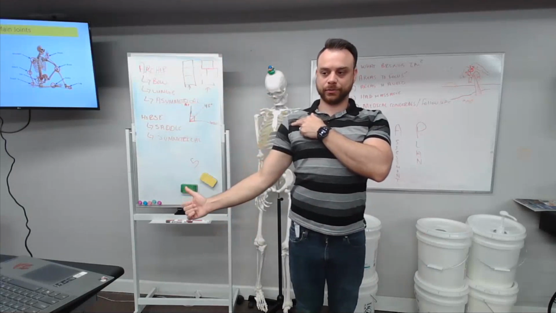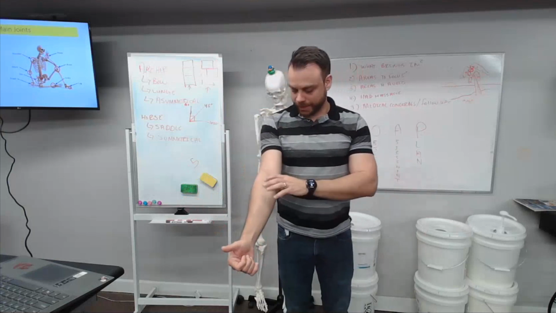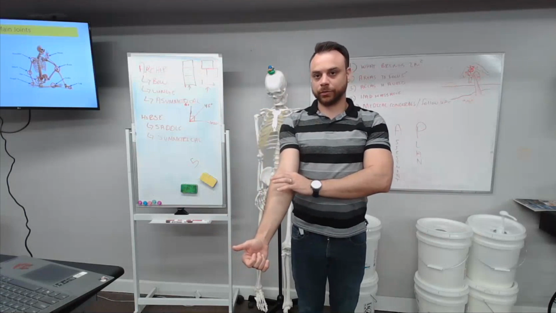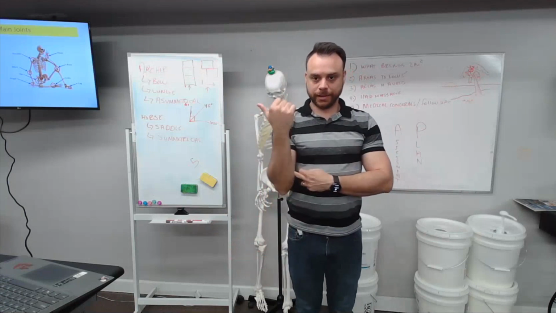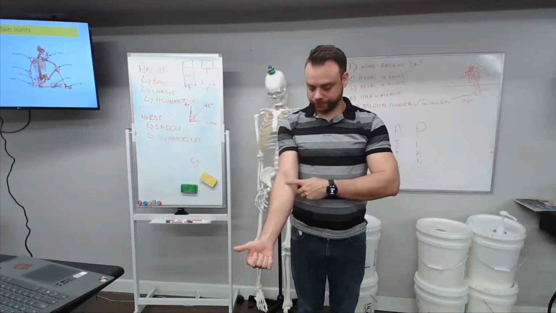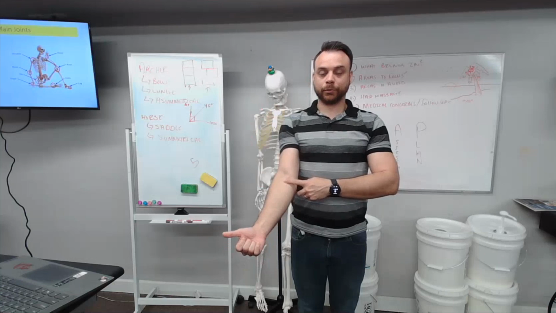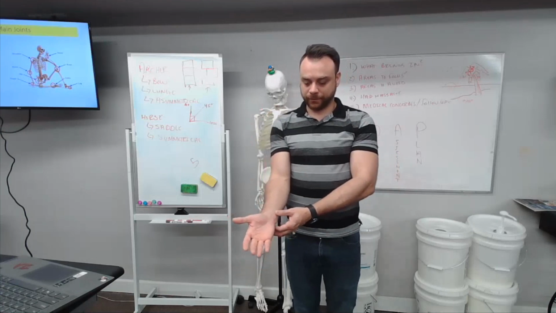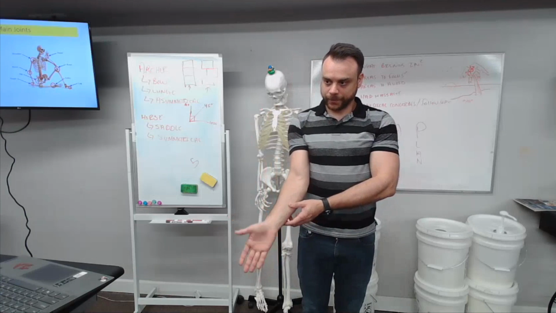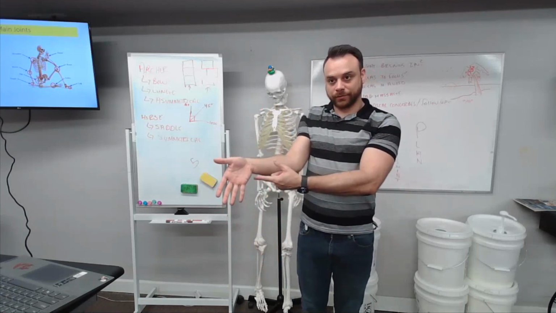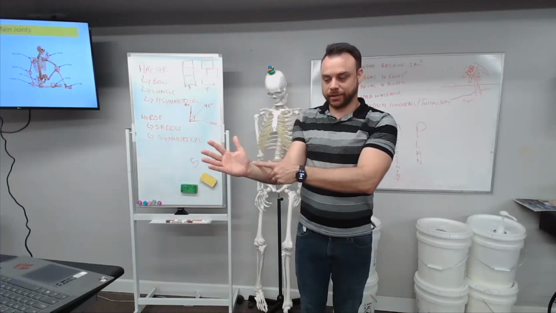My elbow complex, which includes my humeral ulnar joint and my humeral radial joint, can perform flexion and extension. My radial ulnar joints here can perform a rotational movement, which produces pronation and supination of the wrist. My radiocarpal joint, which is my wrist, can perform flexion, extension, adduction, and abduction. Adduction is known as ulnar deviation, abduction known as radial deviation.